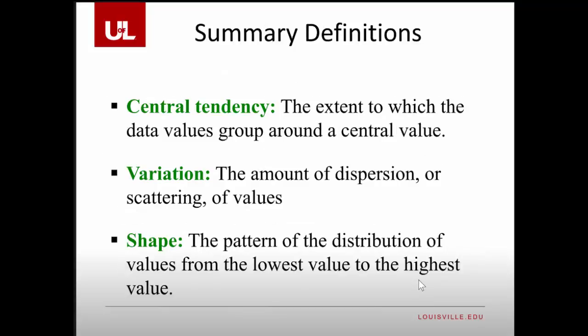Most descriptive statistics are used to get a sense of central tendency in the data and the amount of variation in the data. Central tendency is the extent to which the data values group around a central value. Variation is the amount of dispersion or scattering of values. Shape is the pattern of the distribution of values from lowest value to highest value.